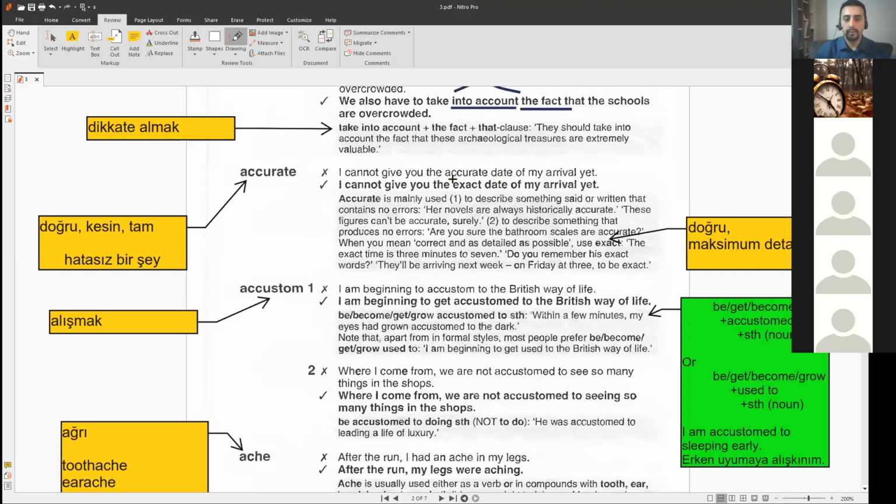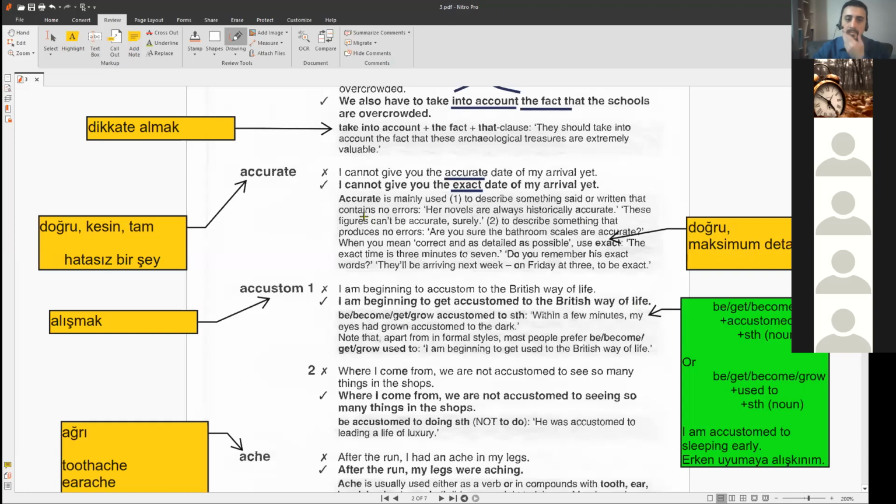So what is the difference between accurate and exact? Of course, they have the same meaning. As you see here, exact meaning is this, doğru, or something that has maximum details. Exact is that one. But accurate means something that has no error, no mistake. All right. Özlem, can you read this part, please?